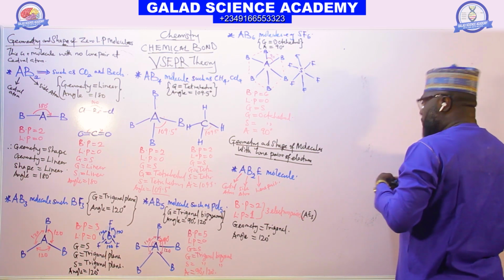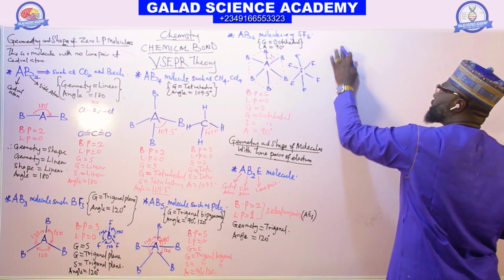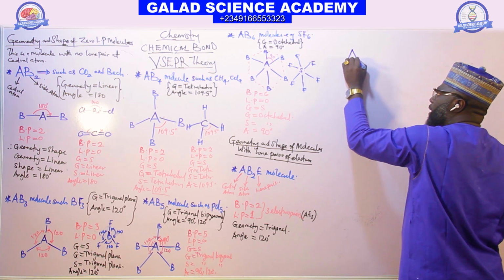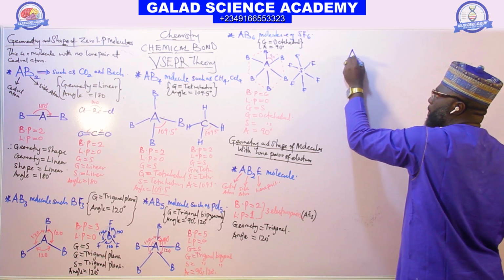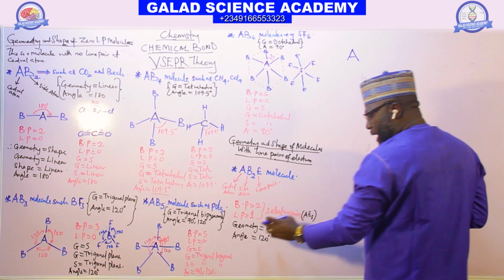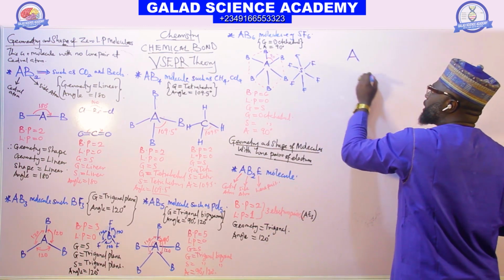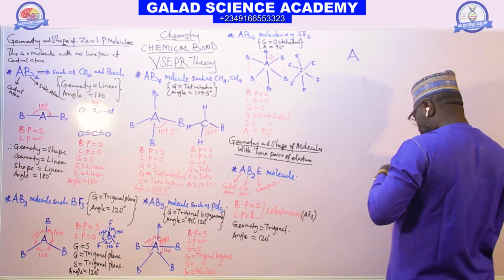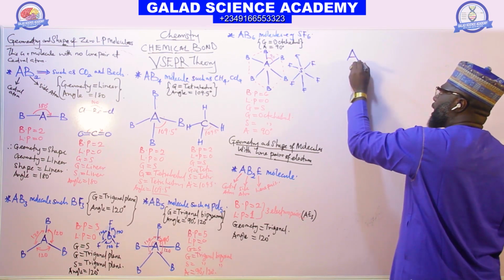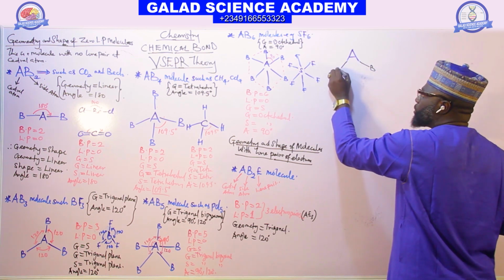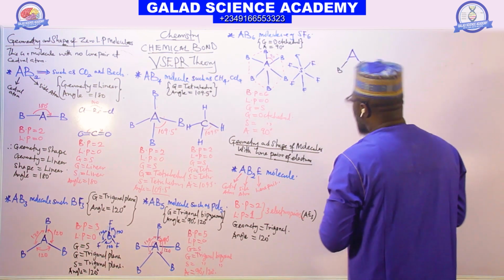The structure will be in this form now. We have A. This A bonds with what? B. This is the bond between what? Let me use a black marker. B bonds with what? B.